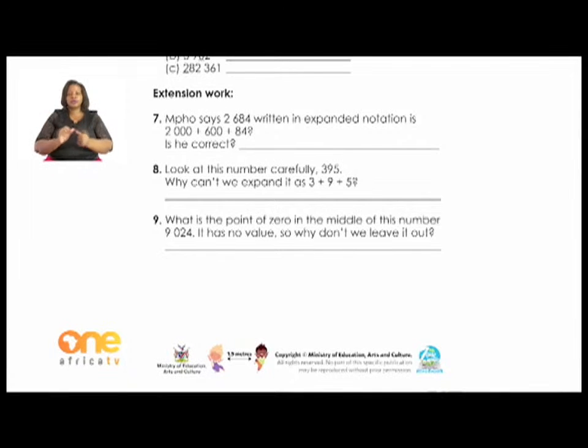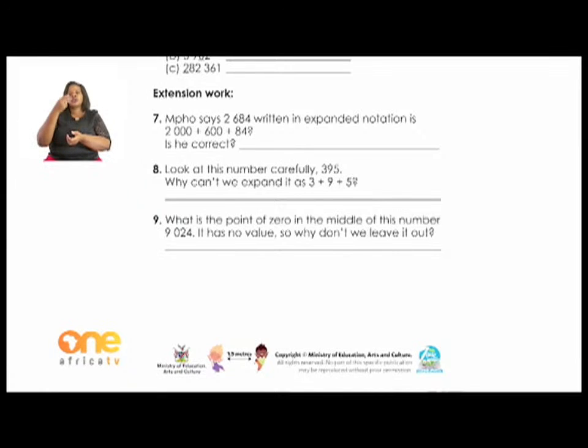And if we go to number 7, it says 2684 written in expanded notation is 2000 plus 600 plus 84. Is it correct? Here I only need yes or no. Yes or no.